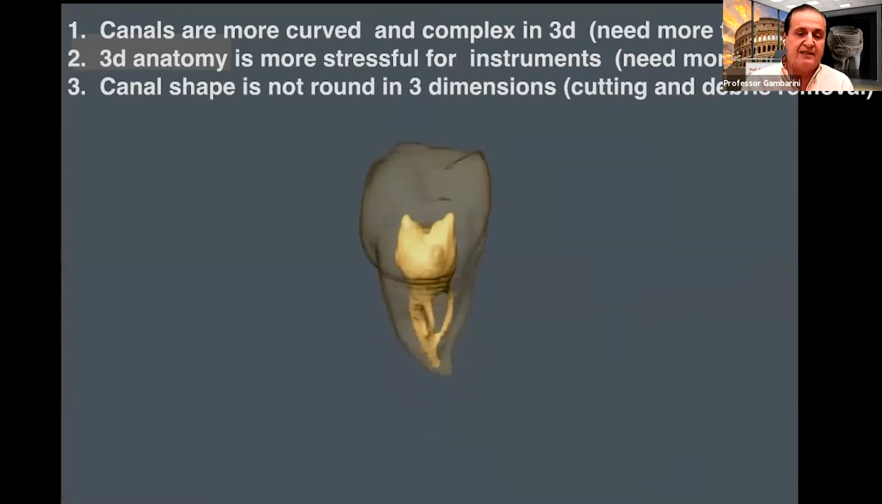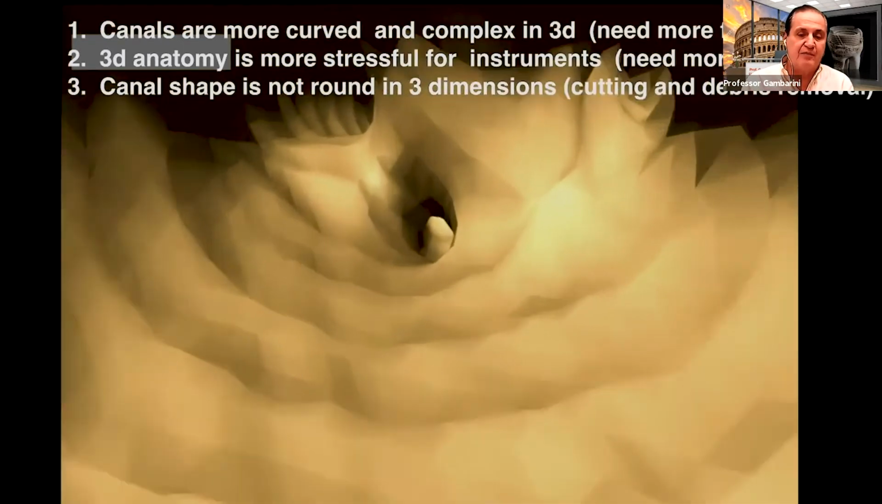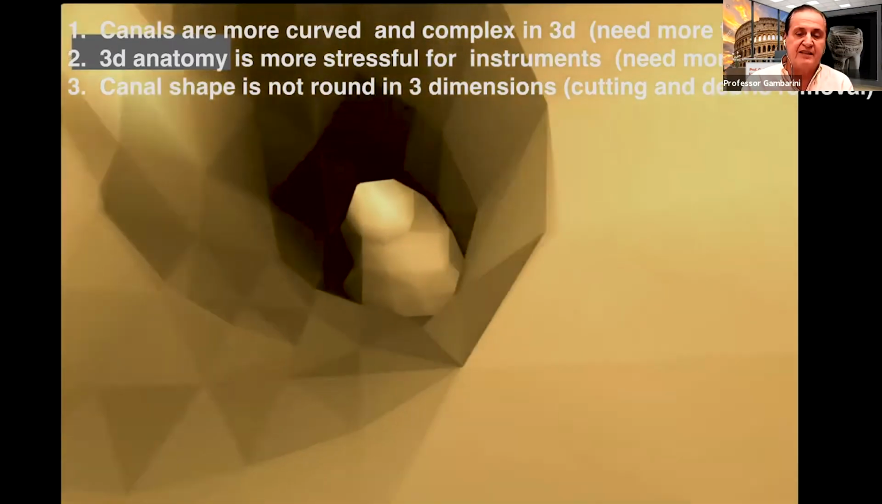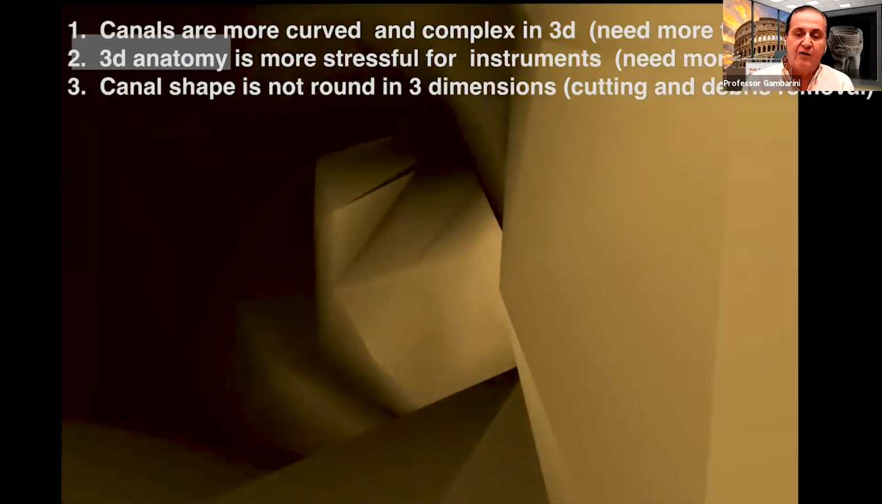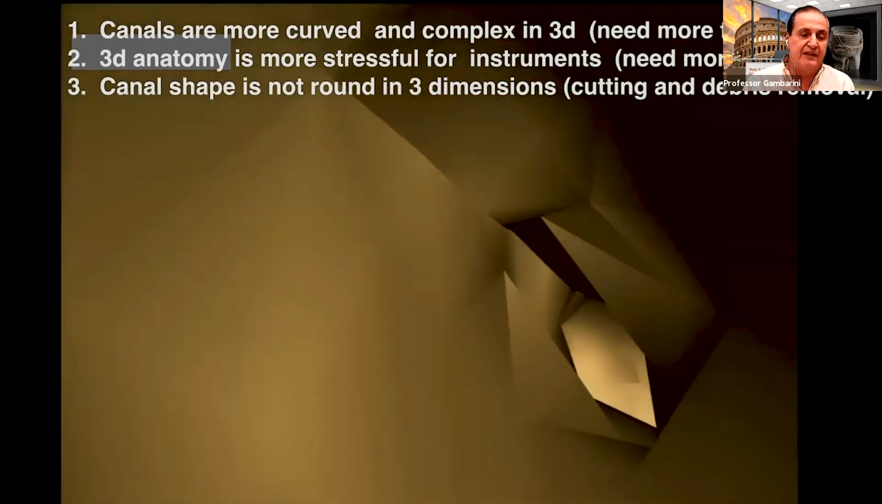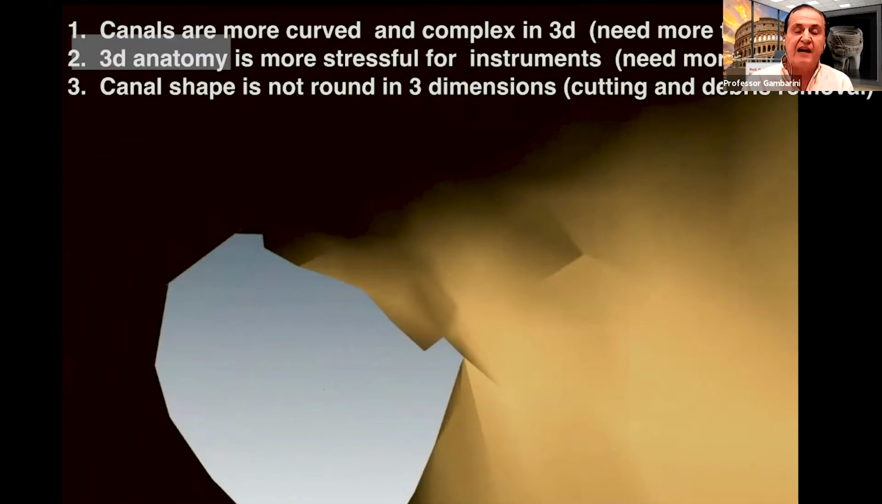By knowing this, we understand that improving our knowledge has shown us that the canals are more curved and more complex in 3D. That's why we now require more flexibility from our instruments. The three-dimensional anatomy is more stressful for the instrument, which is why we currently need more resistant instruments. And the canal shape is not round in three dimensions, so we need instruments that are very efficient in terms of cutting and removing debris.